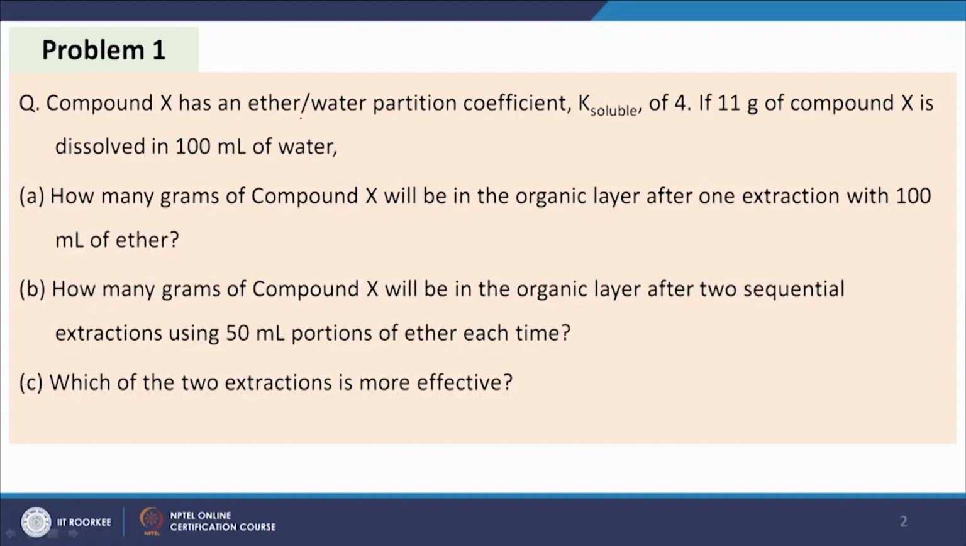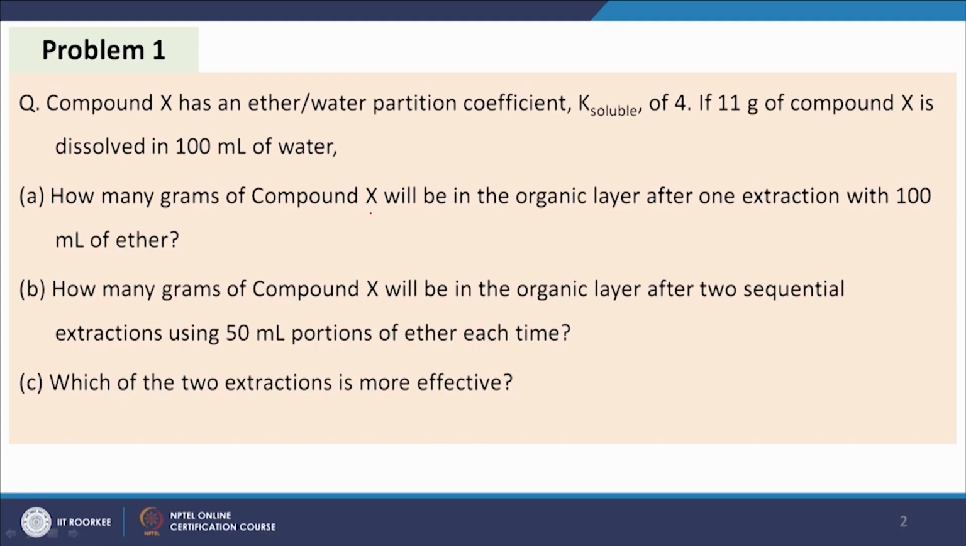Hello everyone, today we will solve some numerical problems based on the discussion we have made in the last 4 classes. So, problem number 1: compound X has an ether-water partition coefficient K of 4. If 11 gram of compound X is dissolved in 100 ml of water, then how many grams of compound X will be in the organic layer after one extraction with 100 ml of ether?